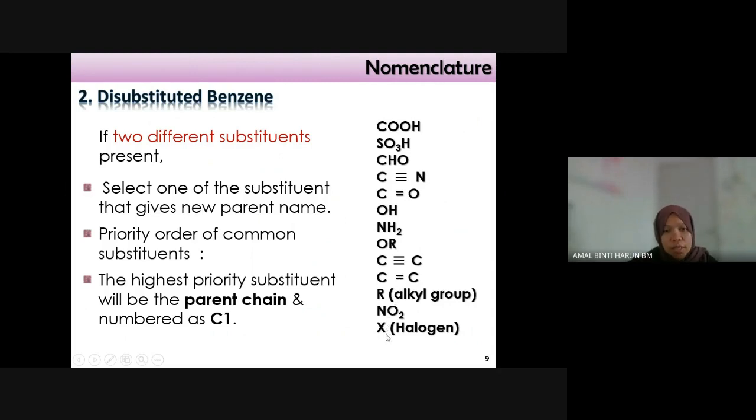So halogen is in the middle. So alcohol, if you are now going through the alcohol tutorial, when we name, who will be given priority to be the parent? It is alcohol compared to haloalkane. Later we will meet this in the carboxylic acid chapter. Carboxylic acid is given the highest priority compared to alcohol and the other organic compounds. Okay, so priority is given here.